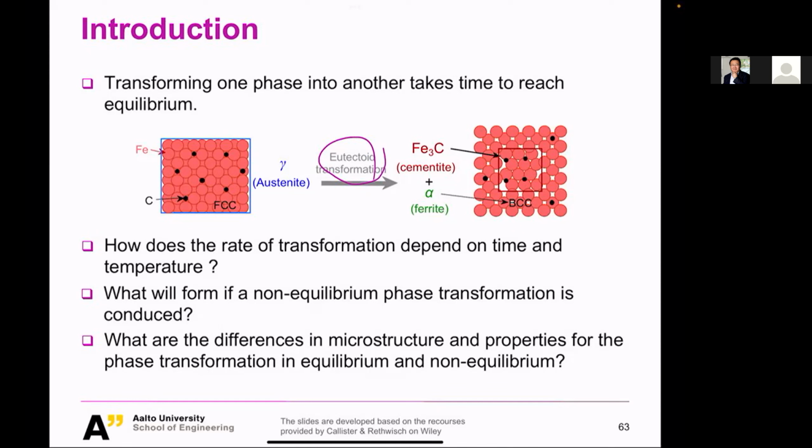And what is deep down happening? Deep down, the carbon atoms are just uniformly distributed in your FCC microstructure of iron. And when you go to a lower temperature and experience a eutectoid transformation, these carbon atoms will go to a specific place, with a lot of them.